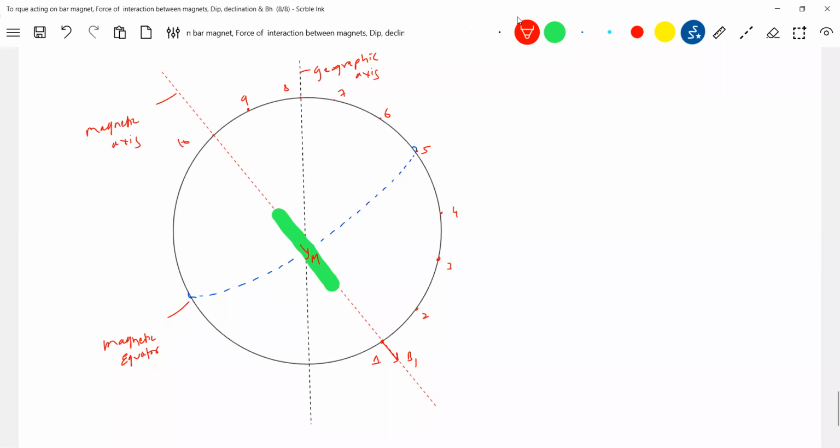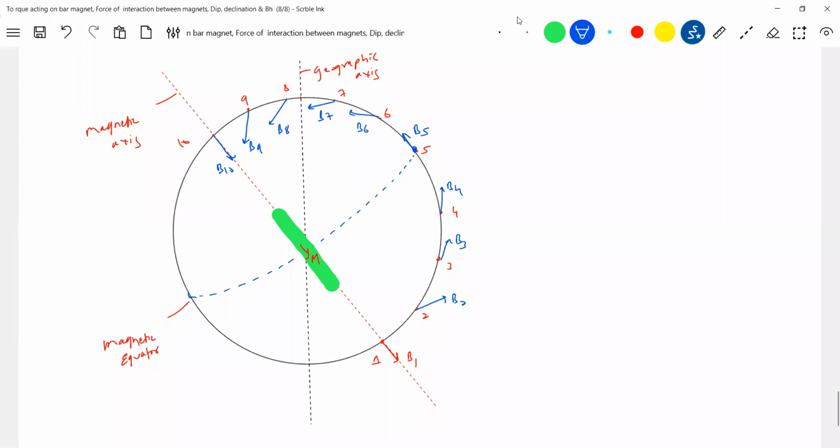What about the field at all these particular points? B1 will be like this. B2 will come like this here. This will be B3. This will be B4, and B5 will be like this. B6 will come. Look at the direction of the magnetic field at various points.